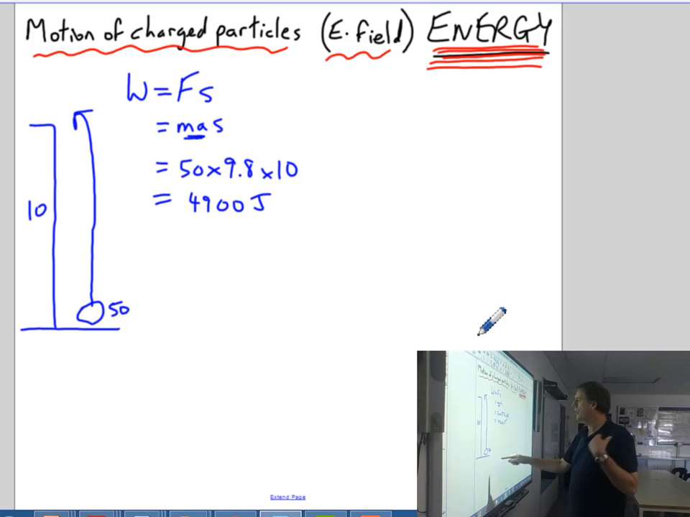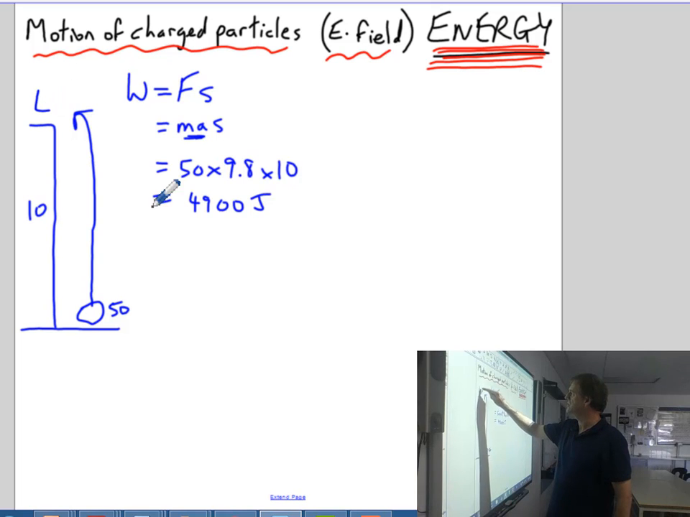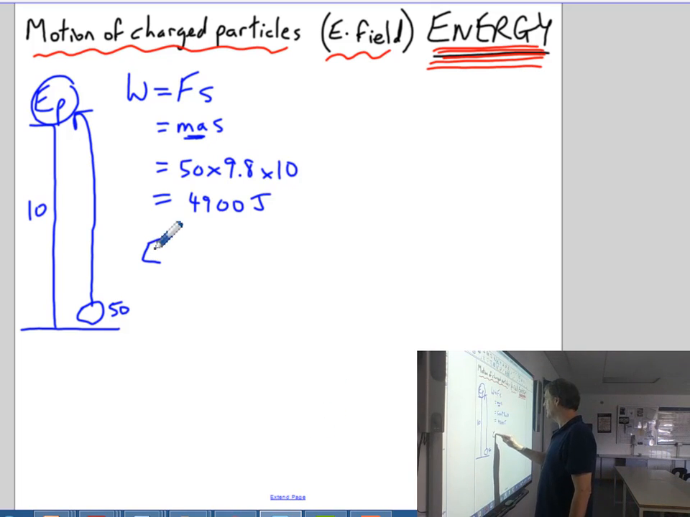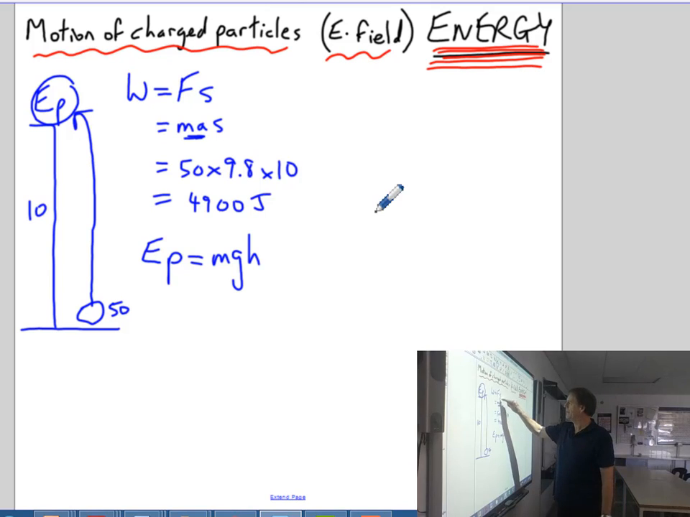That work will be done up against the gravitational field, and that will convert into potential energy at the top. So it's got potential energy at the top, gravitational potential energy in this case. Now don't forget there's a formula for gravitational potential energy you used last year, mgh, and that was a direct link to ma and s, where the height was the displacement. So that's where that came from. There's a certain amount of potential energy when it's that high off the ground.